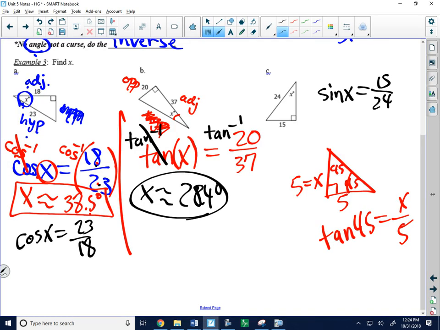So 18 over 23 is a number like point something, close to 0.7. It's a fraction, a number between -1 and 1. 23 over 18 is a number bigger than 1. But yeah, basically that's visually what it's saying. Sounds good. Anything else I can answer?